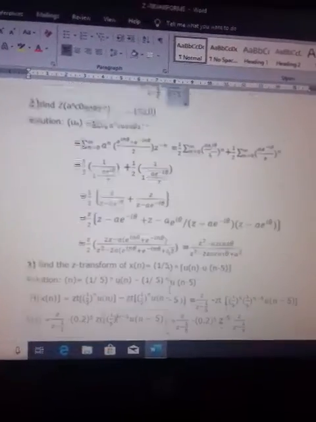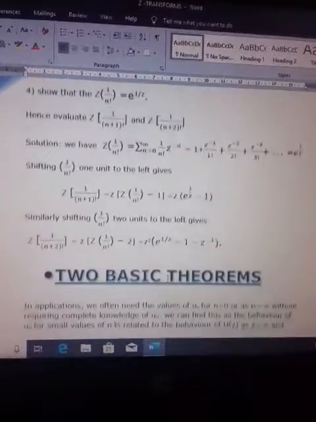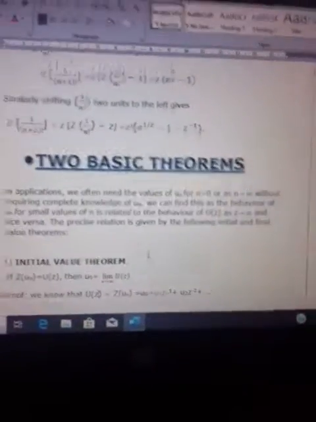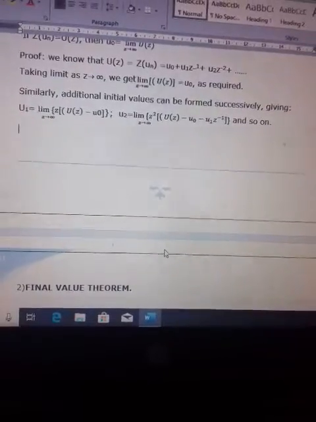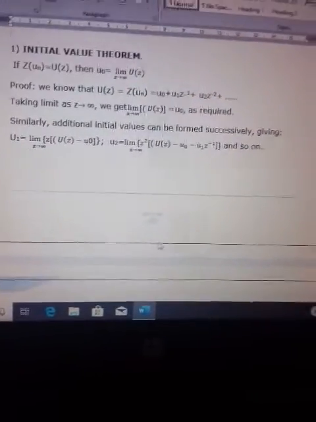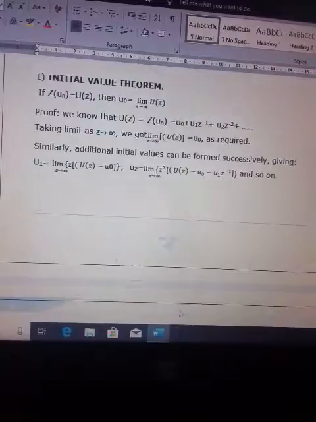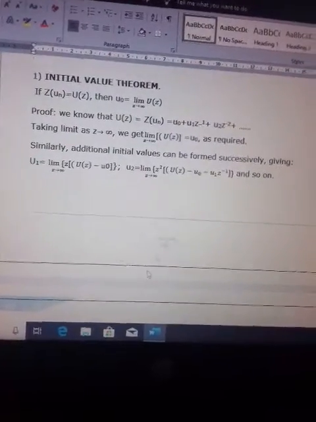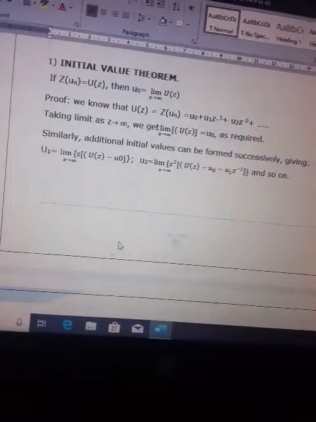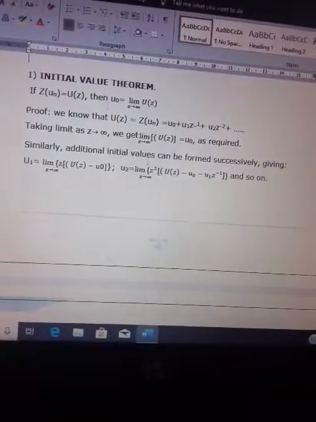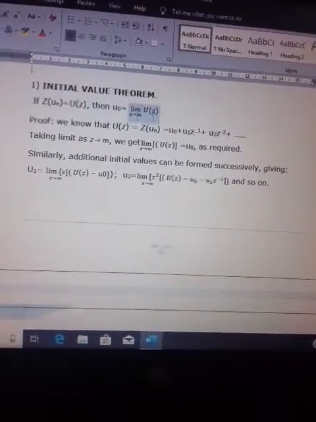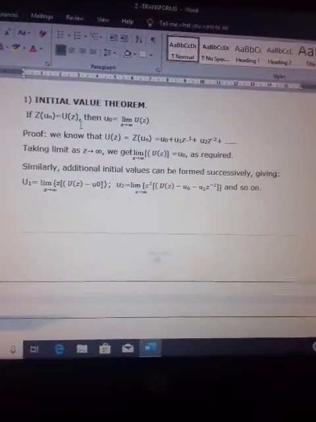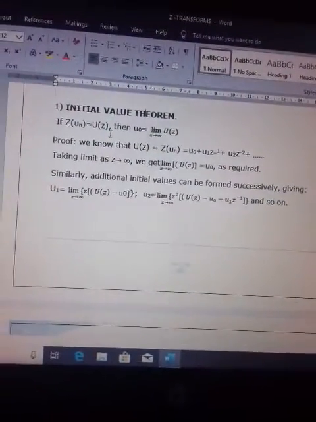And this is another example. I had covered 4 examples of Z transform. Then the two basic theorems were the initial value theorem and the final value theorem. If Z{u(n)} equals U(z), then u(0) equals the limit as z tends to infinity of U(z). This is the initial value theorem. I had done the proof.